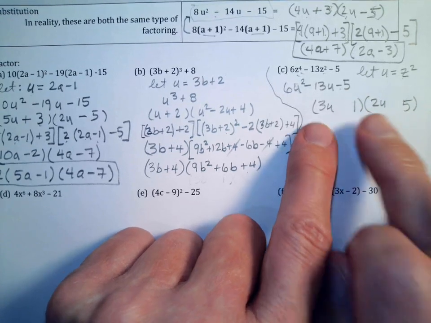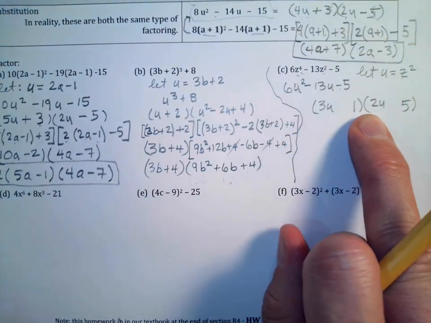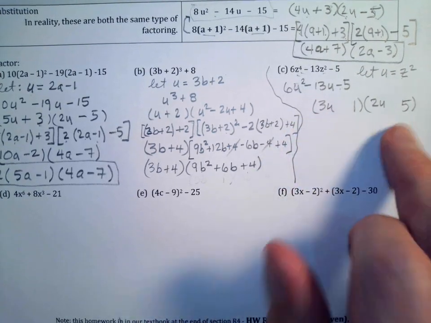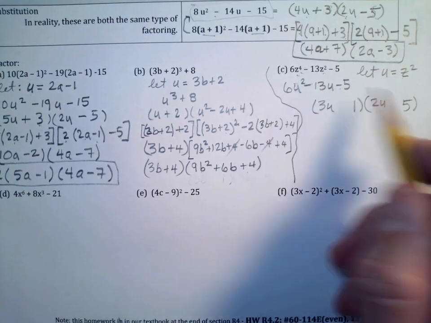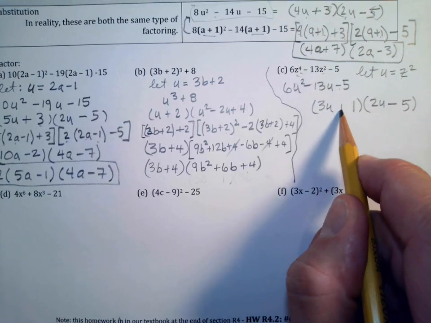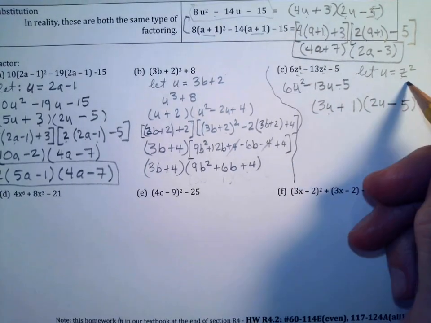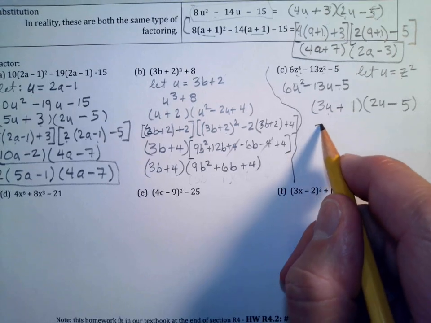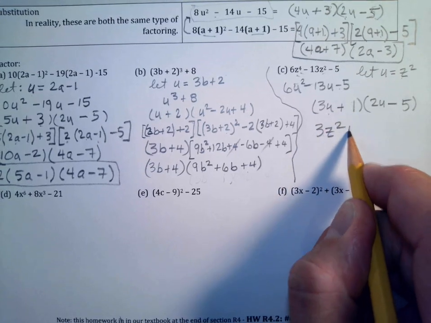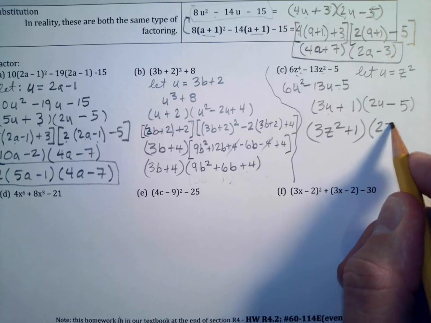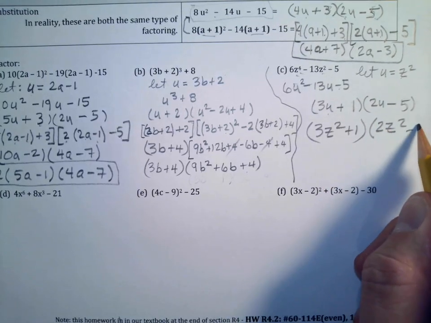So 15u minus 2u, that's 13u, so that's right. But I want the bigger product to be negative, because there's a negative there. So we'll do negative and positive. All right, now we'll unsubstitute. So instead of u, I'll put in z squared. So 3z squared plus 1 and 2z squared minus 5.